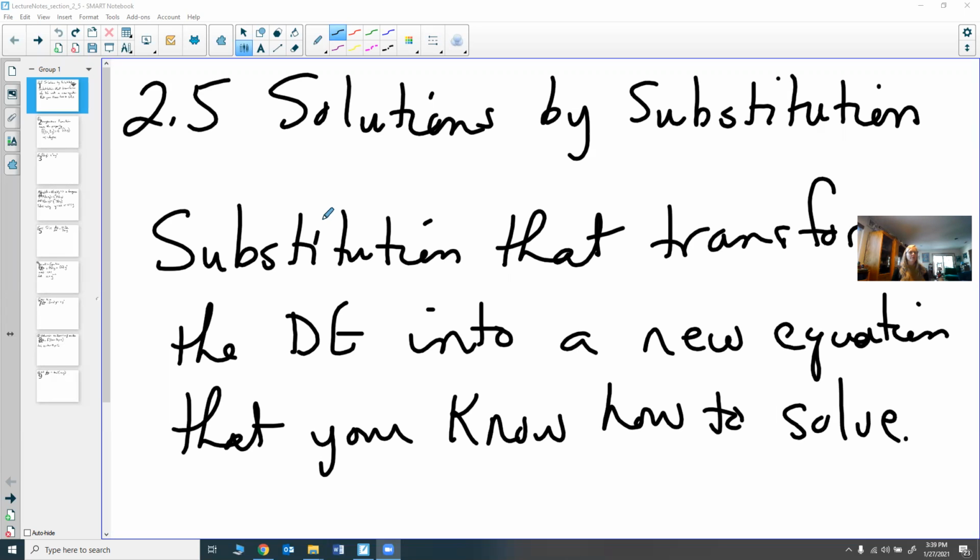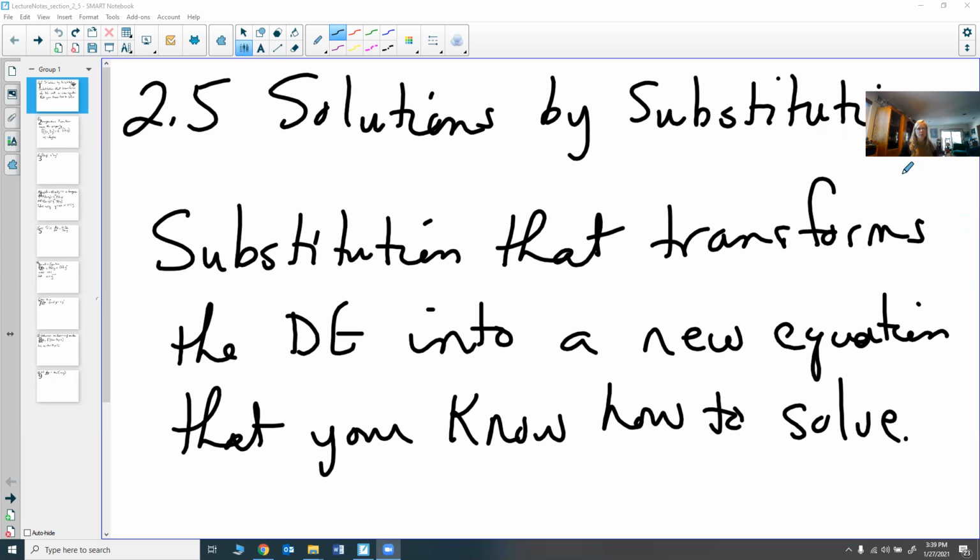So sometimes we have some differential equations that cannot be solved with the other methods we've done. We're going to look at what we can do when we have first order differential equations that we want to solve. We're going to use a method called solutions by substitutions. We take substitutions that transform the differential equation into a new equation that can be solved with the methods we already know.